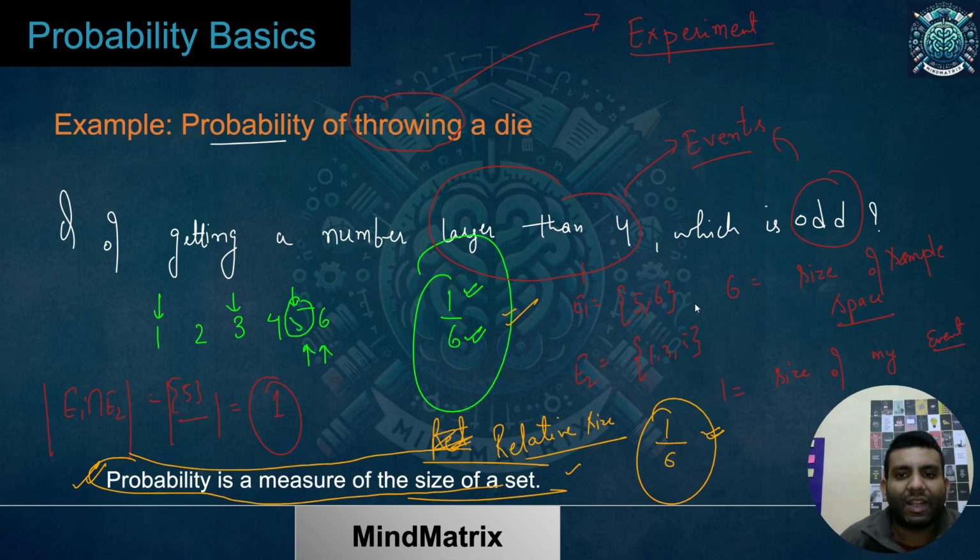Okay, so the basic terminology is, what was this ratio, why was this 1, why was this 6? 1 was representing the size of our event which we were interested in, 6 was the size of the sample space I had, and the ratio is probability, which is basically telling me the relative size with respect to my sample space. I hope the basic ideas are clear over here.